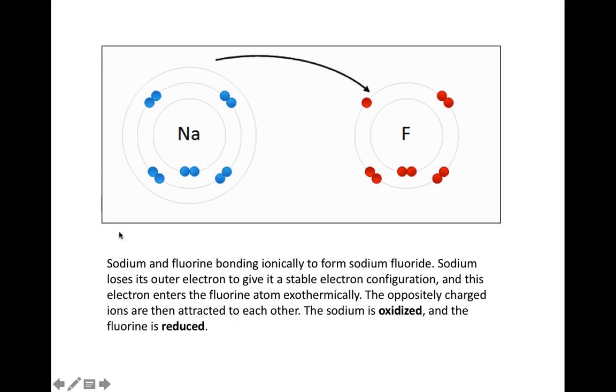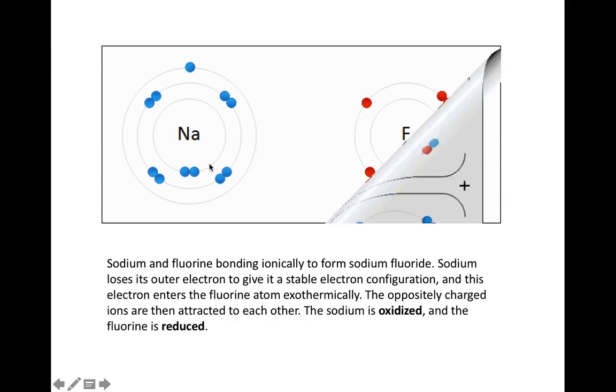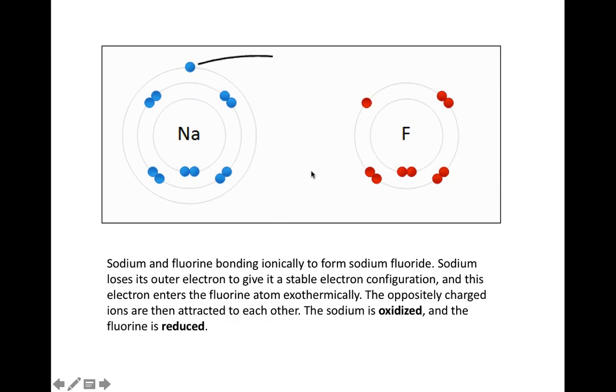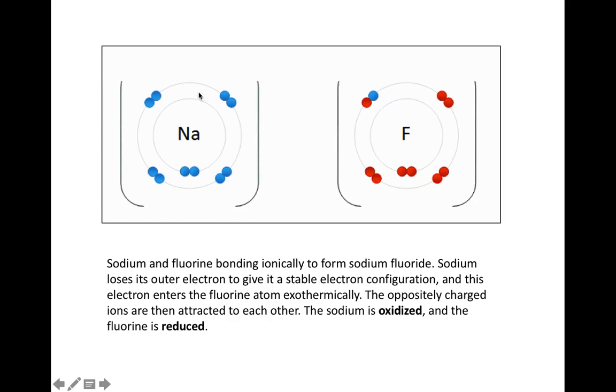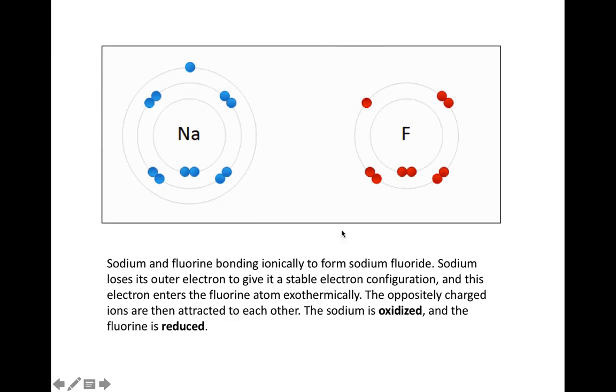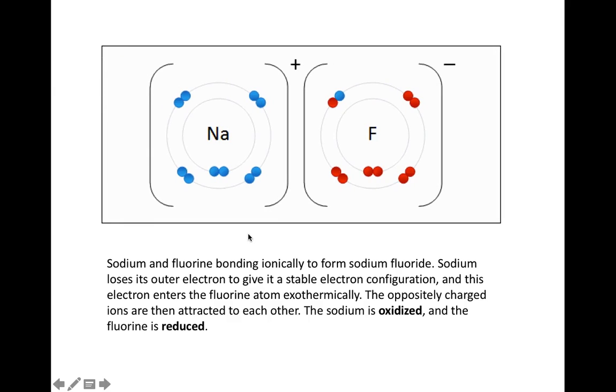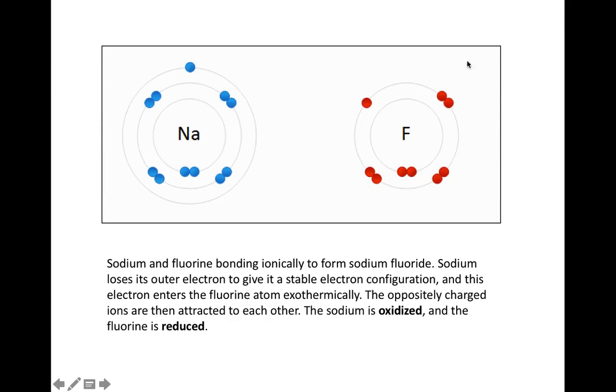So the positive charge on sodium basically attracts the negative charge on fluorine, and then they bind together ionically in order to produce sodium fluoride. So in this case, basically, sodium is being oxidized, and fluorine is being reduced. So the sodium is losing its electron, and this is being oxidized, while fluorine is accepting an electron, and this is being reduced.